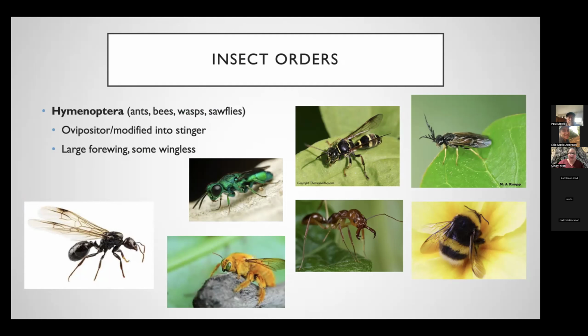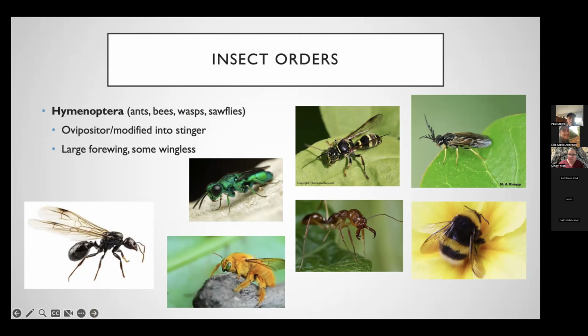So they have large forewings. Some are wingless. So you can see here is a winged ant. Some ants are winged. Some ants here don't have wings. So not every ant within the same species has wings, but there are groups within that species that form wings.